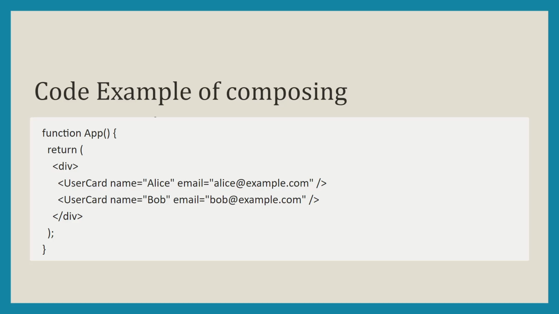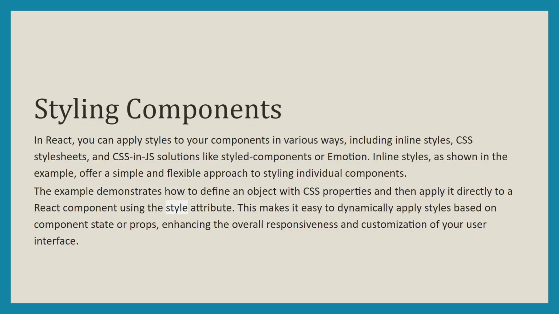Function App returns div, right? So you're using two UserCard names. This is the composition happening. UserCard name Alice, email equal to alice@example.com. UserCard name Bob, email equal to bob@example.com. So in the App function, you're composing both components, UserCard name Alice and UserCard name Bob. So this is composing of components.